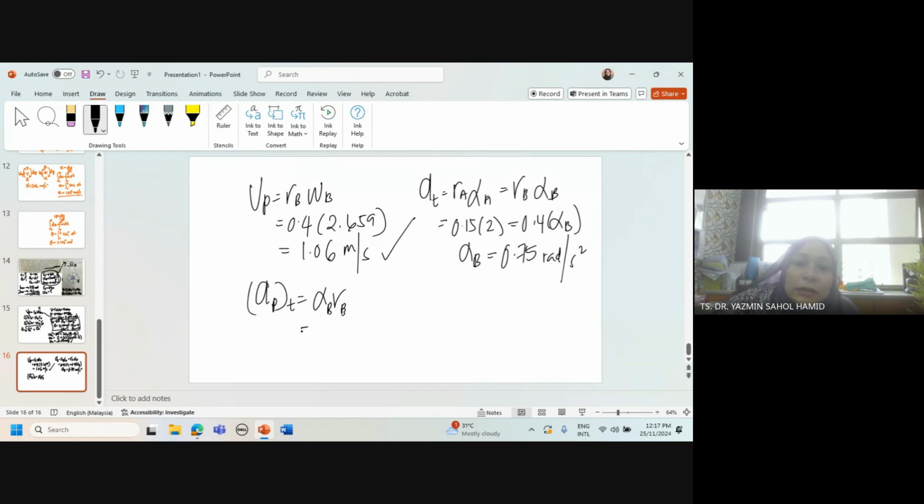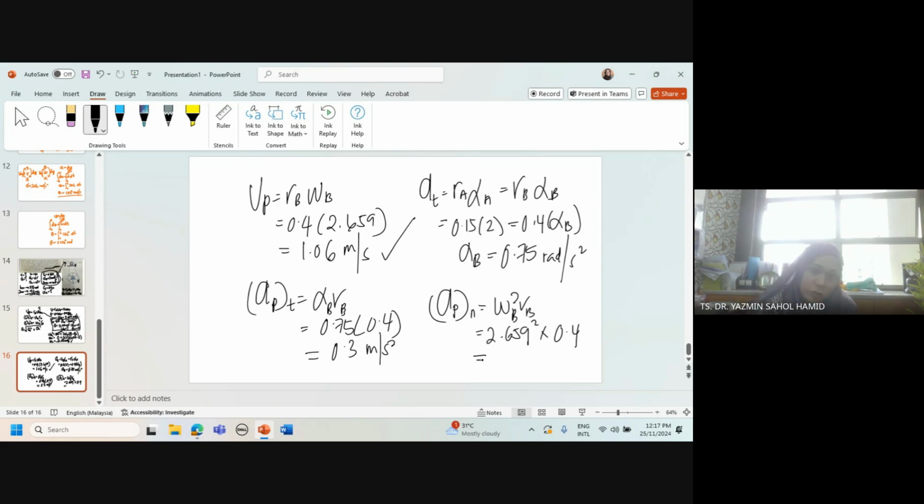Sama kan? Okay. So kat sini AT sama dengan 0.75 kali 0.4. Okay. So kali dengan 0.4 kita dapat 0.3. So itulah jawapan dia 0.3, tapi jawapan dia dalam unit apa? Bukan radian sebab ni acceleration. Jawapan dia dalam meter per second square. Dan kita boleh juga buat acceleration untuk normal pula. Normal pula formula dia adalah AN sama dengan omega square R. So kita perlukan omega B tadi 2.659 kuasa 2 kali RB 0.4. Jangan lupa kuasa 2, kali dengan 0.4 dapat 2.828 meter per second square. Last kali, so ni betul, ni betul, ni betul.